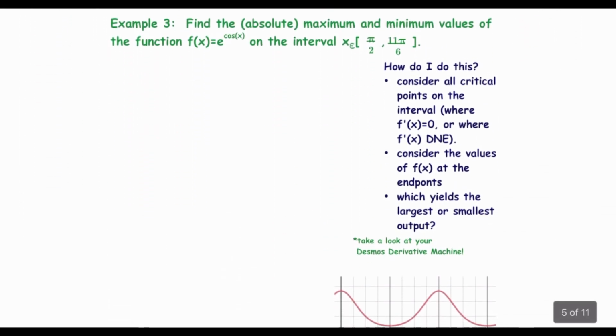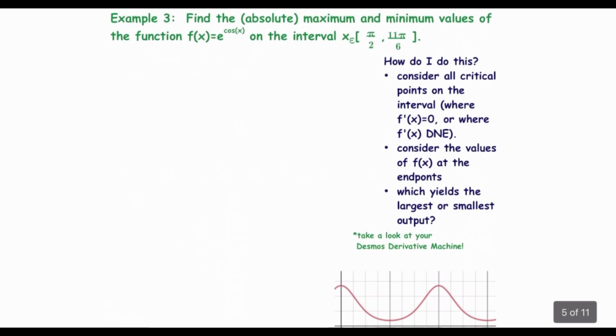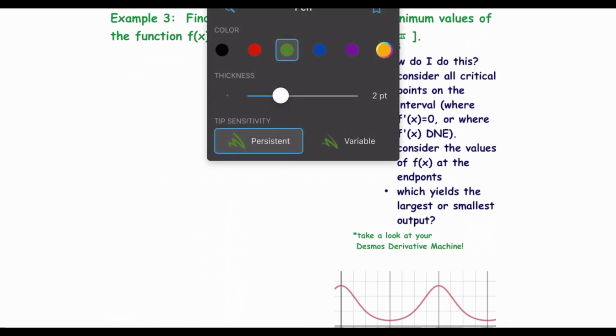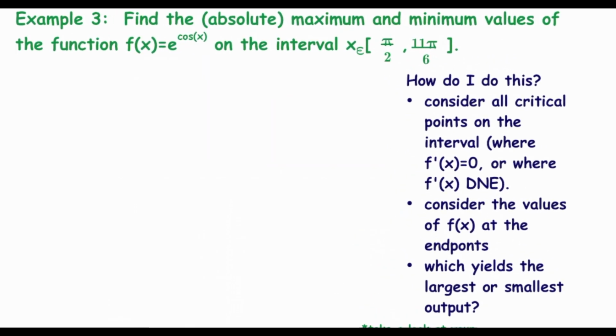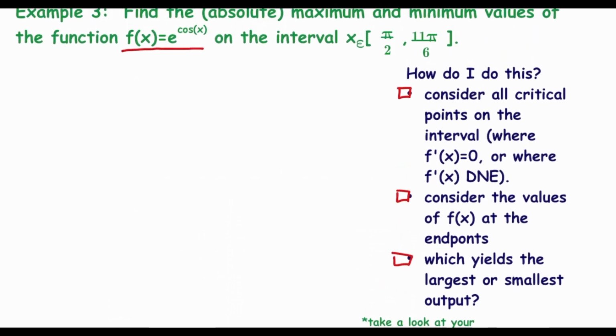Our next question is the same idea, but getting a little more complicated. We are once again going to find the maximum and minimum value of our function. But what is our function? Well, let's see here. Our function is f of x equals e to the power of cosine x, on the interval x between pi over 2 and 11 pi over 6. As always, we're going to consider our critical numbers, we're going to consider the endpoints, and we're going to see which gives us the largest and smallest outputs.